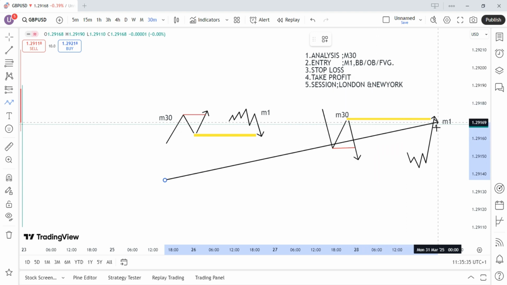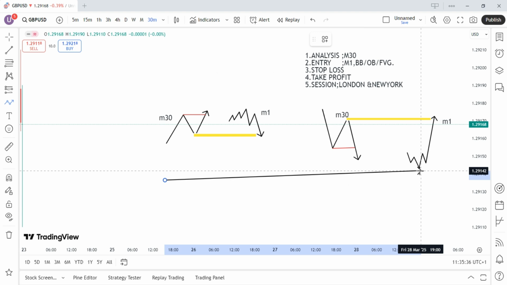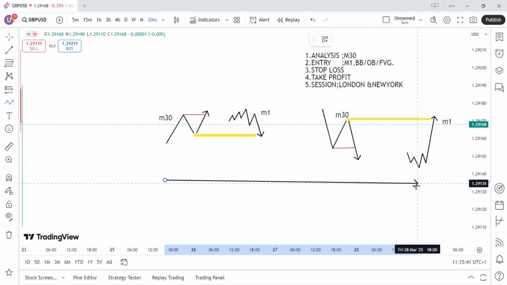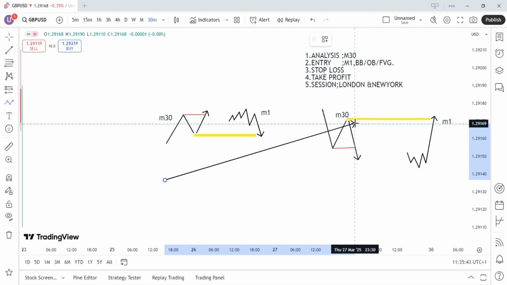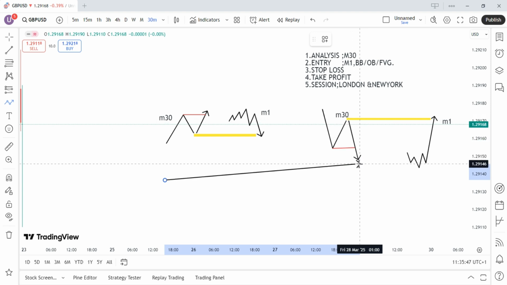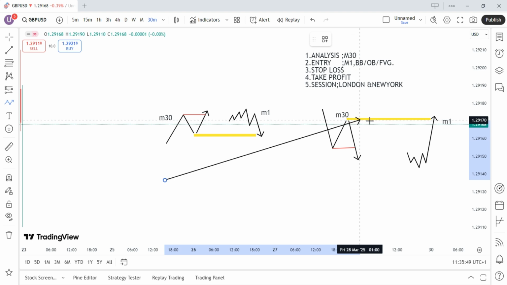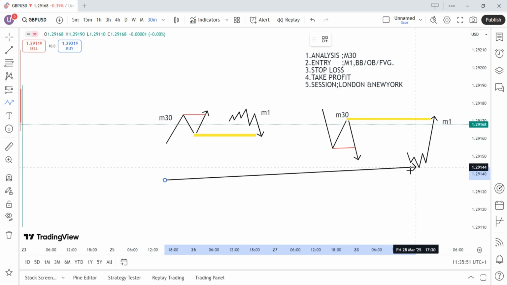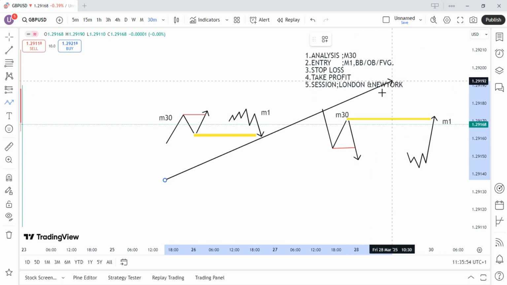And our stop loss will be below this 1 minute time frame zone, the zone that caused the shift in market structure. And our take profit will be the 30 minutes order block that caused this break. We'll target the liquidity of that order block, and the session remains London session and New York session.